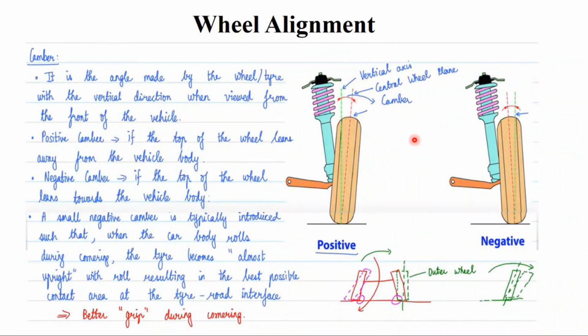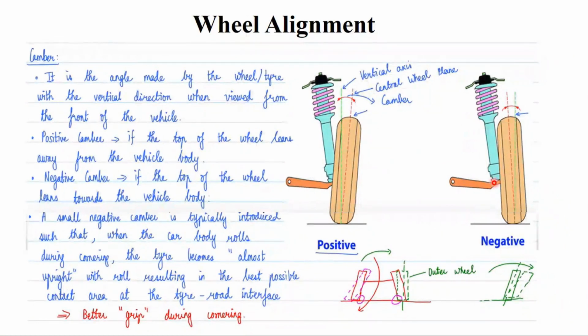And you have two types of camber. One is positive camber and one is negative camber. So in the case of positive camber, what happens? The top of the wheel leans away from the vehicle body, right? When the top of the wheel is leaning away from the vehicle body, it is called positive camber. What is negative camber? You see here the red is coming towards the vehicle body, which means the top of the wheel leans towards the vehicle body, then it is called negative camber.